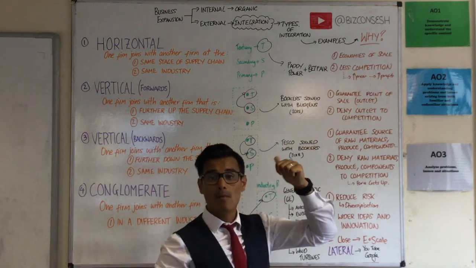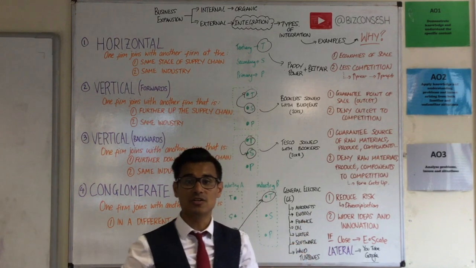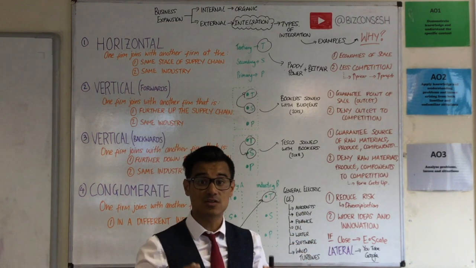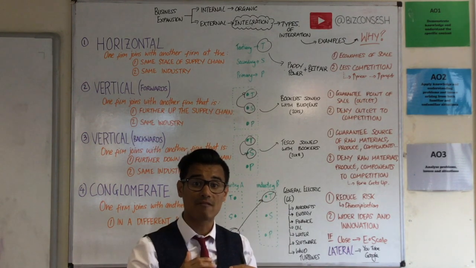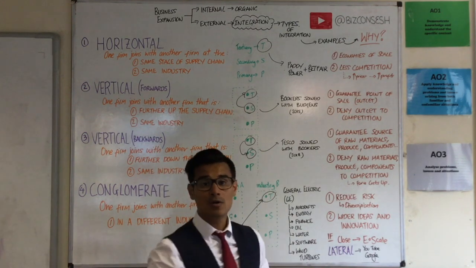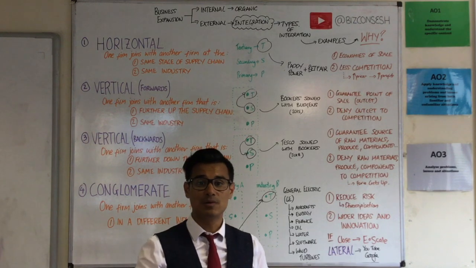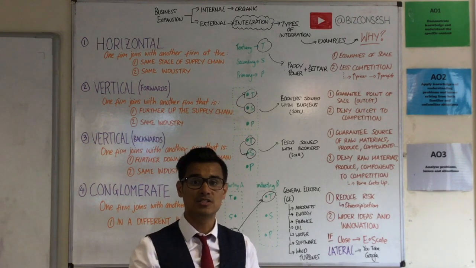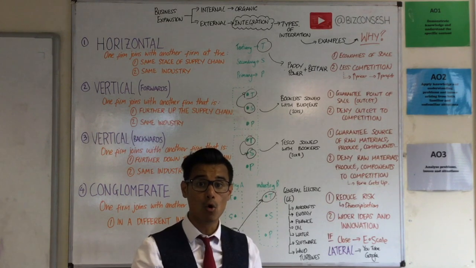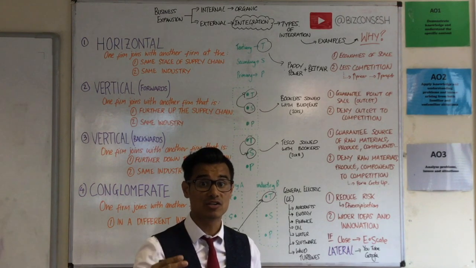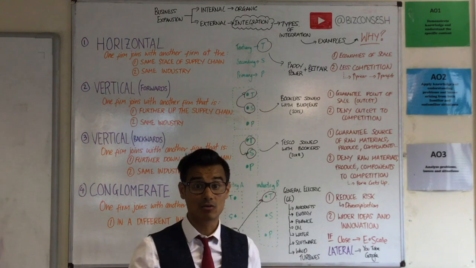Why did they do that? Number one, they got economies of scale by doing it because they're at the same stage of the supply chain, so they were able to increase their output and reduce their average cost. Number two, by doing that, that created less competition. And by creating less competition, it meant Paddy Power and Betfair now had more market power. And if you have more market power, you have the ability to possibly increase the prices and also increase the profits.